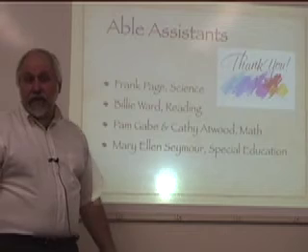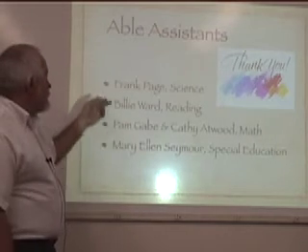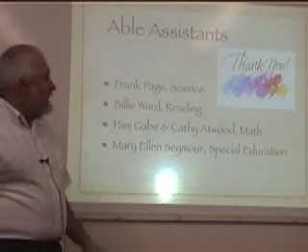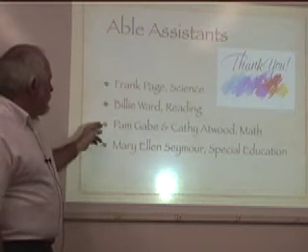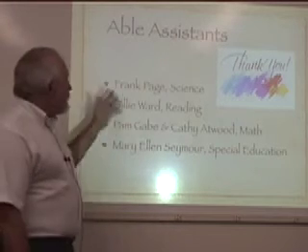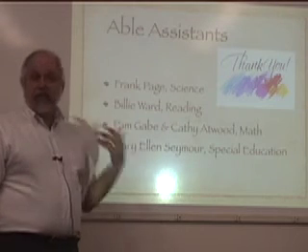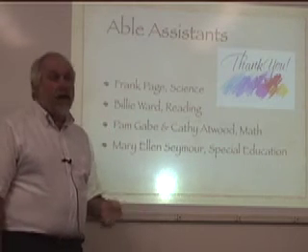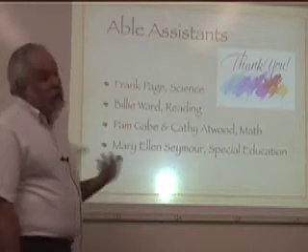And I had some able assistants. Frank Page was on my team anyway. He was on my study team, but he was a science teacher in my class, in my team. Billy Ward was our reading teacher. Pam Gabe and Kathy Atwood taught math, and Mary Ellen Seymour taught special education. And they all agreed to help me with the scoring. And so I want to thank them now because it was crazy. 900 pieces of writing to score using the district prompt took a long, long, long time. And then we had to double score them.